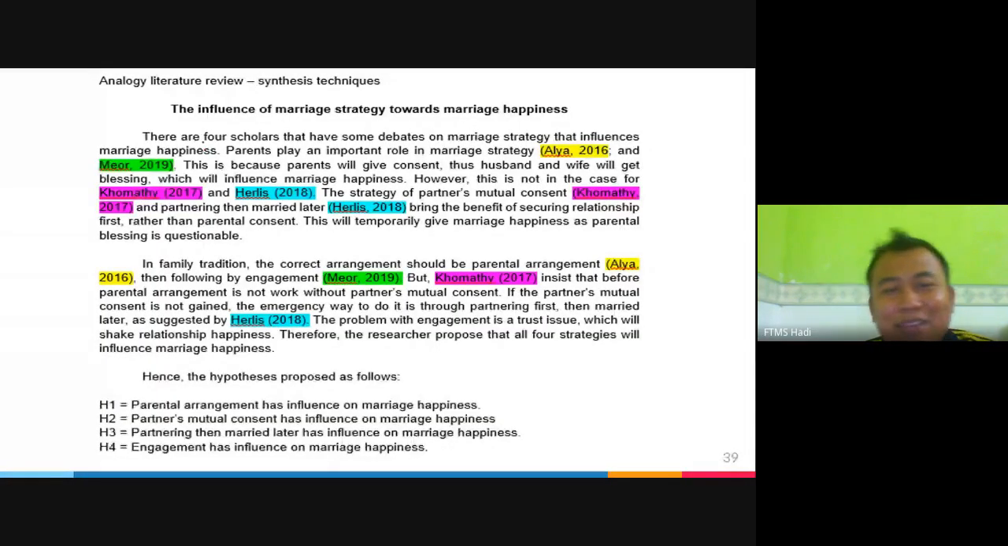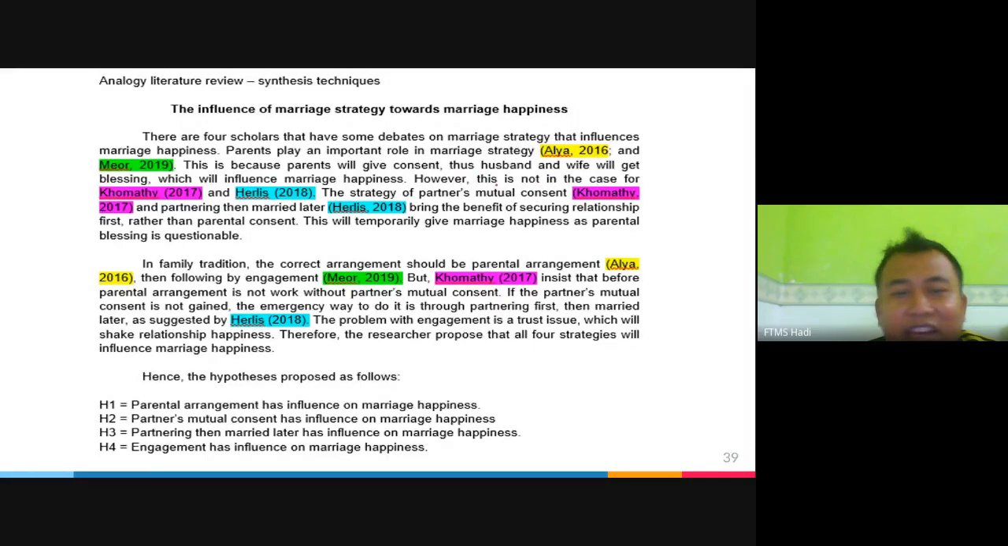This is what I'm writing based on this one. Later on, if you start a self-study, okay, there are 4 scholars that have some debate on marriage study that influences marriage happiness. Parents play an important role in marriage study, Alia 2016 and Mio 2019. This is because parents will give consent, the husband and wife will give blessing, which will influence marriage happiness.